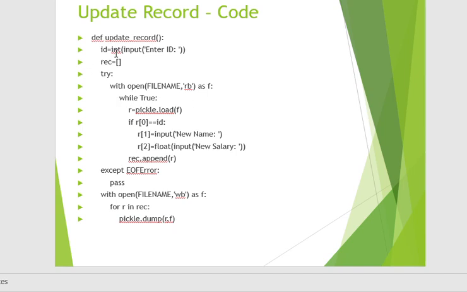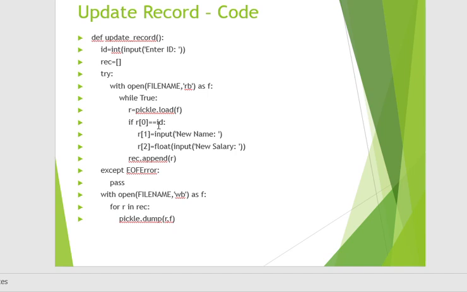So we have read the value of id, and we are using an array rec, which is an empty list. We have again used try and except, because we may or may not have the file. We have opened the file using with open file name. We are reading the file in binary mode, so rb as f. While true, if there is something in the file, this is going to return true. Using the load function of the pickle library, we are reading the file, and we are storing that in variable r.